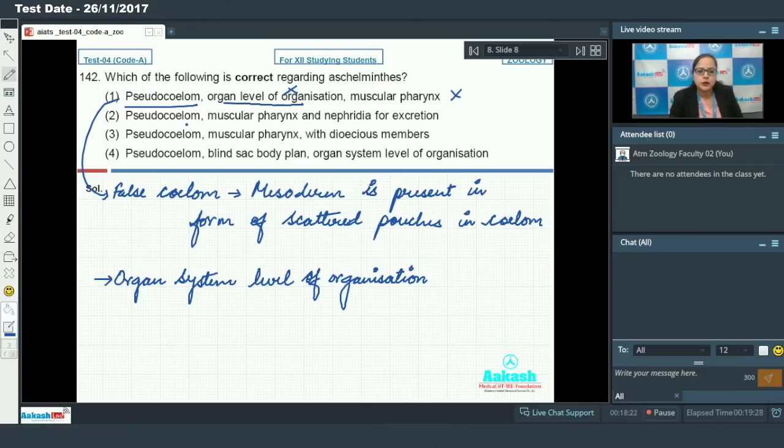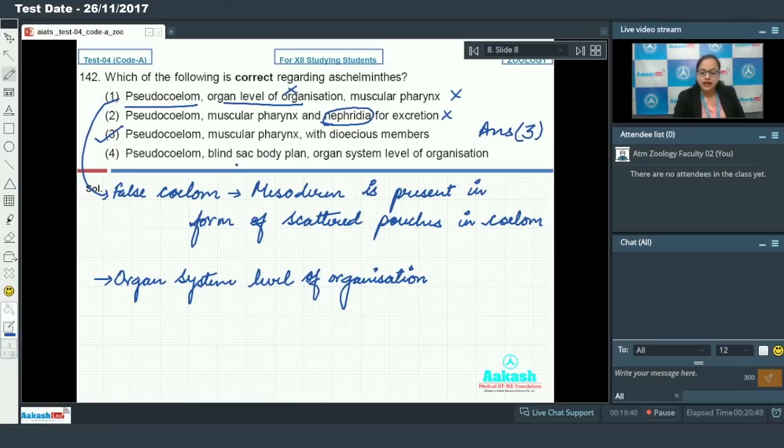Option 2 says pseudocoelom, muscular pharynx and nephridia for excretion. Nephridia are the excretory structure of annelids, not Aschelminthes. So this cannot be our answer. Option 3 says pseudocoelom, muscular pharynx and dioecious members. Dioecious means the sexes are separate with distinct male and female forms. So option 3 is correct regarding the Aschelminthes and is also the answer for our question.